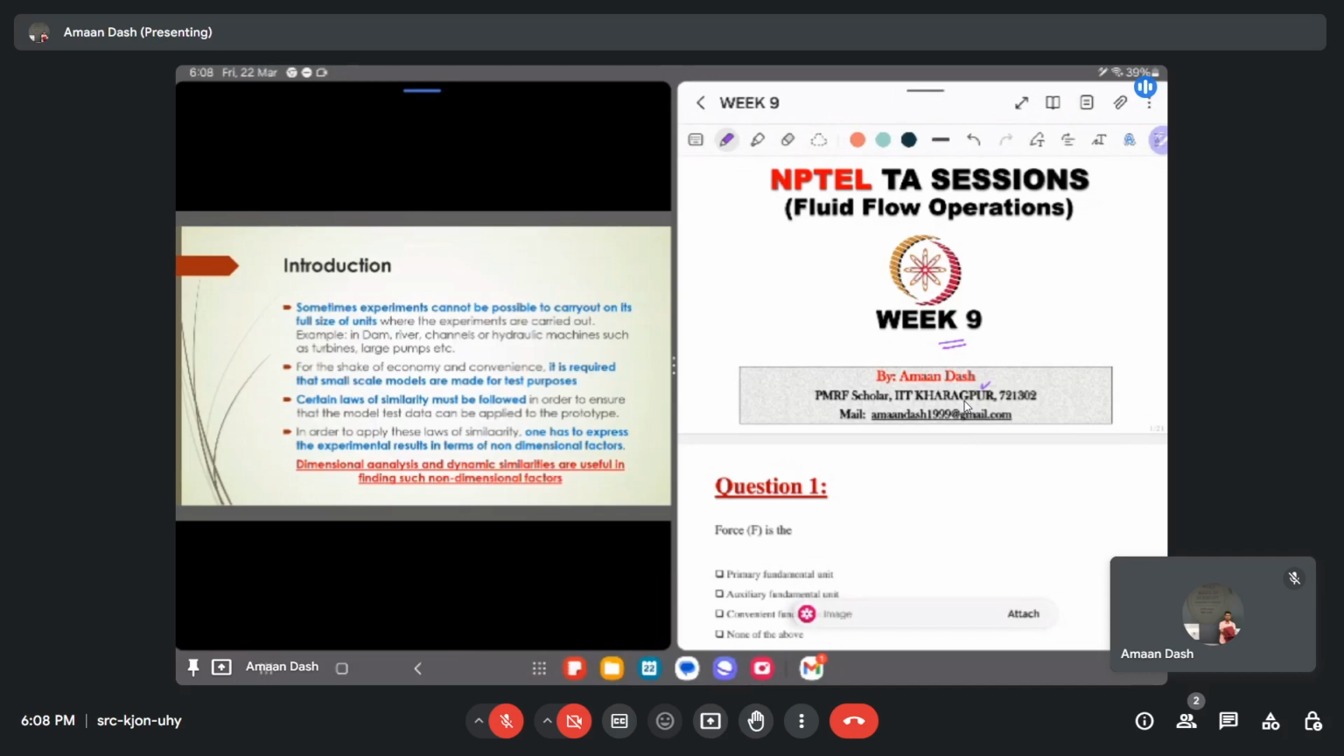Certain laws of similarity must be followed in order to ensure that the model test data can be applied to the prototype. So when we have generated a small model in which we perform the test, after we scale up, the parameters we are getting, or the dependency we are getting, should be the same dependency we can expect from the prototype as well, when we scale up to a bigger scale. In order to apply these laws of similarity, one has to express the experimental results in terms of non-dimensional factors. So dimensional analysis and dynamic similarities are useful in finding such non-dimensional factors.